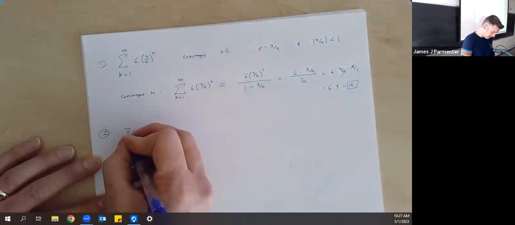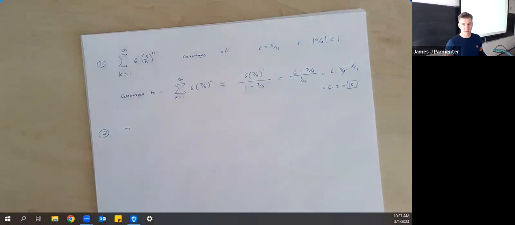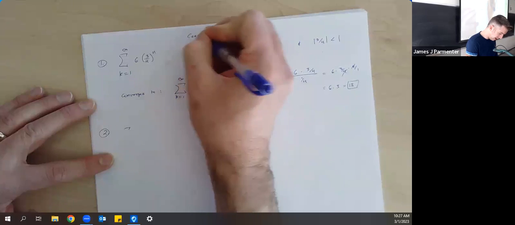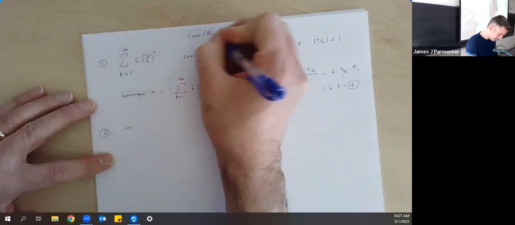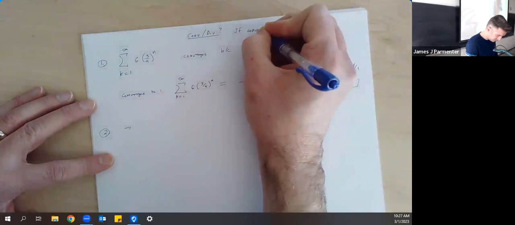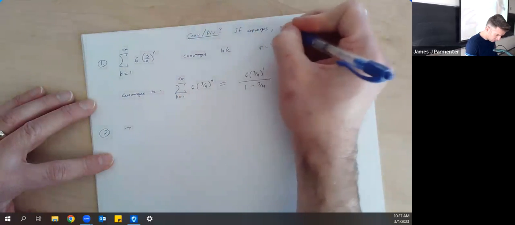Let's look at another example. Let's say I wanted to find the sum. When I'm writing these, the question I'm asking is, does this converge or diverge? And if it converges and it's geometric, what does it converge to?